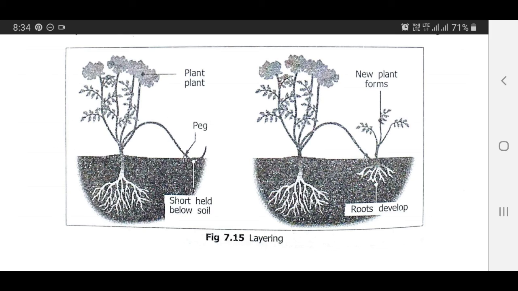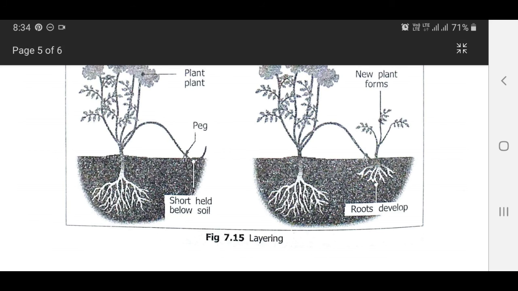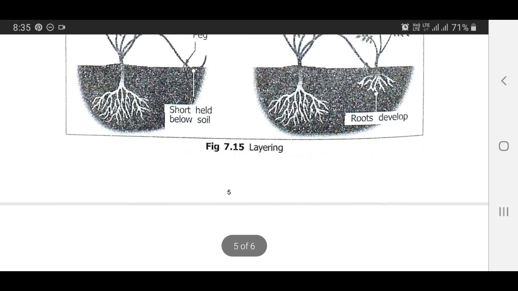You see the ground layering plant, and from the parent plant a branch is bent to the ground level and it is pegged so that it will not come back to its original position, and it generally strikes roots from the node places. You see the ready plant, and now this is separated from the parent plant to develop an individual plant.